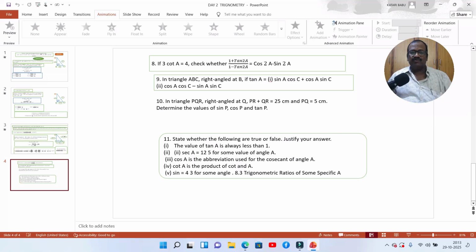Sin A is 4 by 3 for some angle. This is also false. Why? Sin A means opposite by hypotenuse. Hypotenuse is always the greatest value. So it is also false. So this is the exercise.